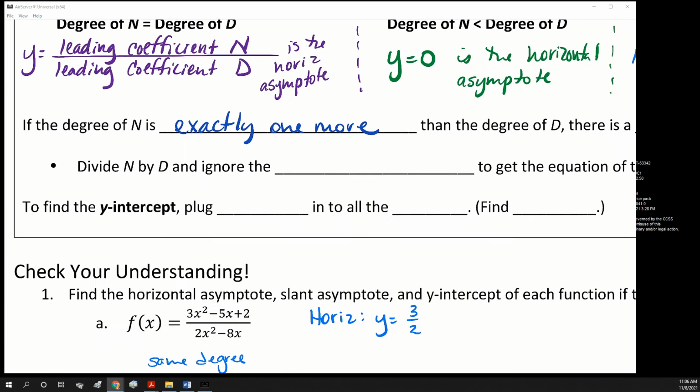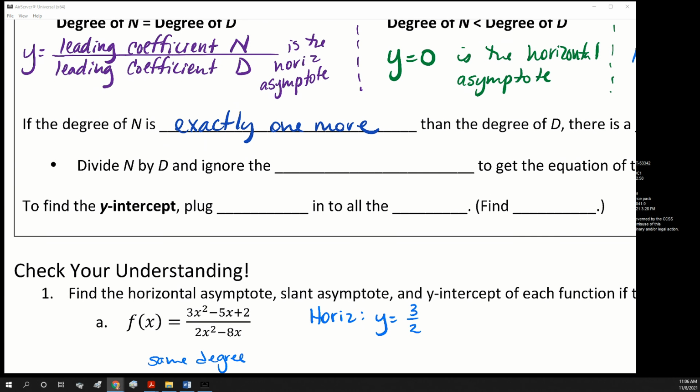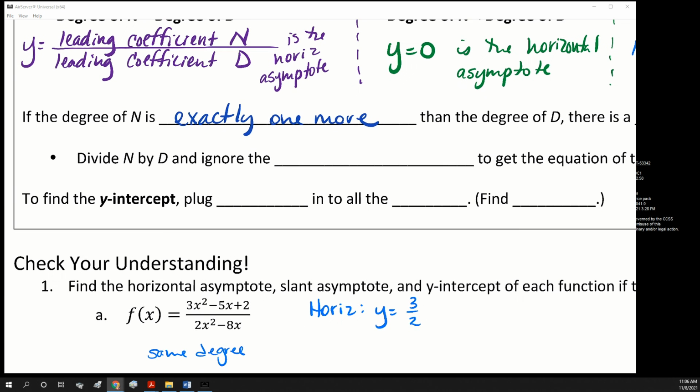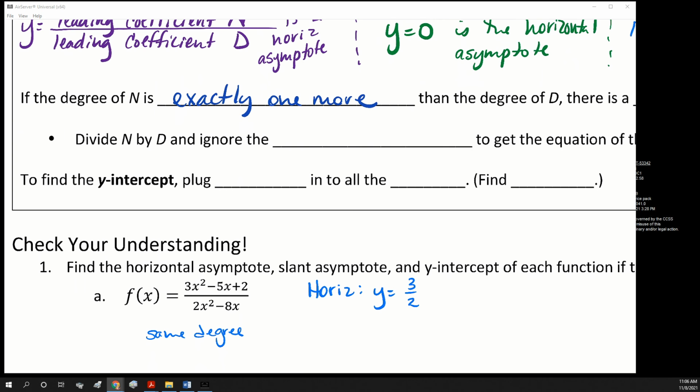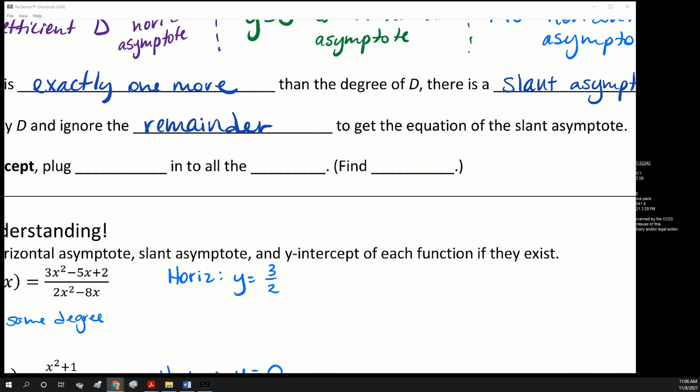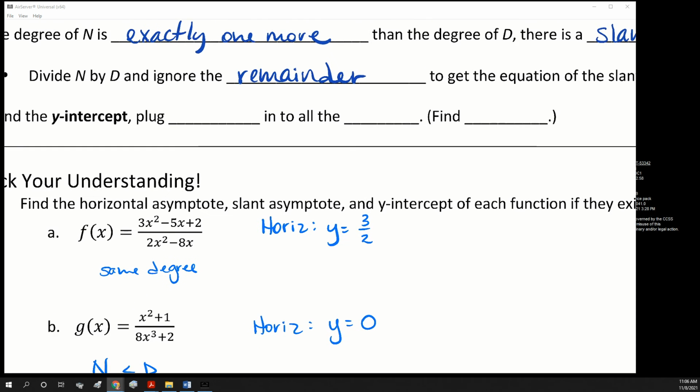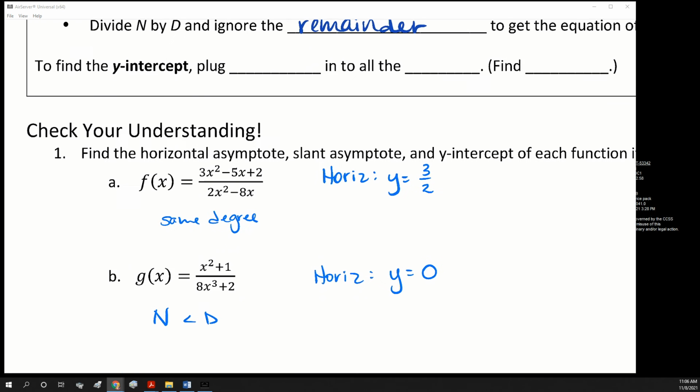All right. So to find the slant asymptote, what you're going to do is divide the numerator by the denominator and ignore the remainder. And that's going to give you the equation of the slant asymptote. Right? And then the other thing we're finding today is the y-intercept. And I think you already know how to do this.